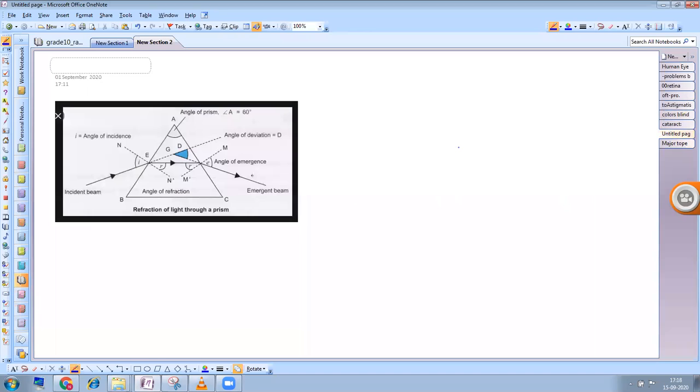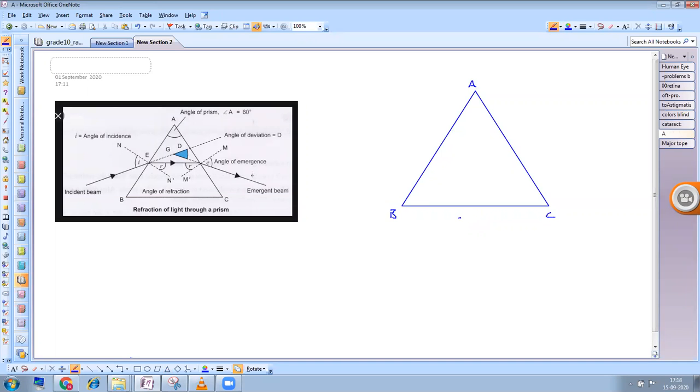Refraction of light means, see here, if I'm taking a triangular prism, I showed you how the prism looks. You can see it in labs also. If you see the base, AB is one refracting face and AC is another refracting face, and BC is called the base of the prism. If I look like this, it will look like this. So I'm not drawing the 3-dimensional diagram.